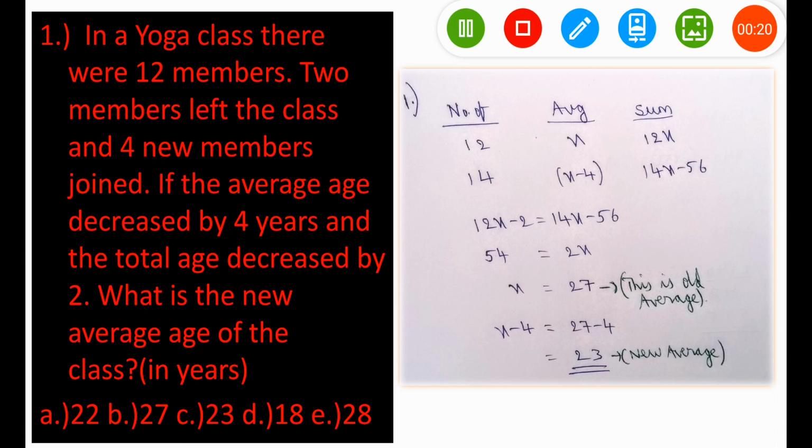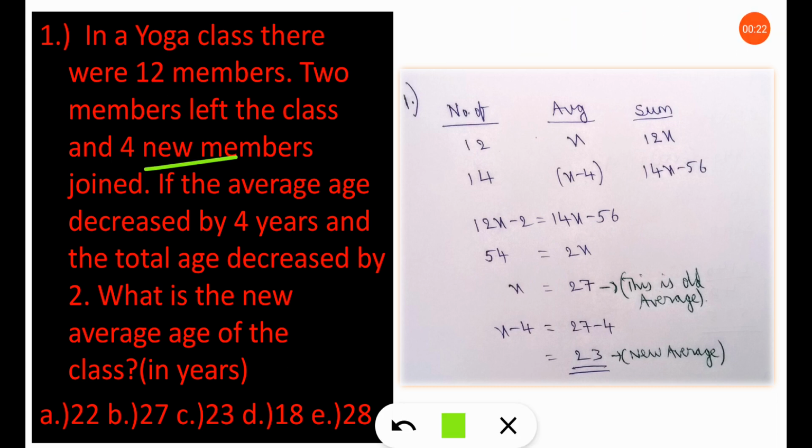2 members left the class and 4 new members joined. If the average age decreased by 4 years and the total age decreased by 2, what is the new average of the class? It is given that previously there were 12 students in the yoga class and their average age is we don't know, so we have taken it as x, and the sum will be 12 into x, 12x.